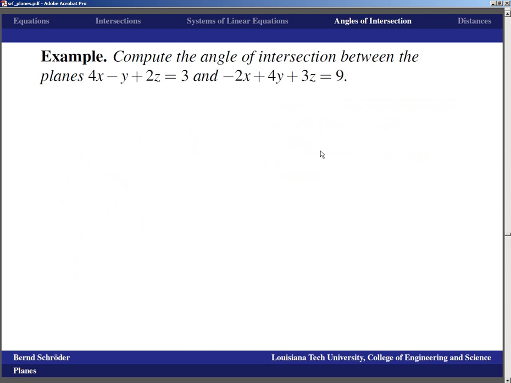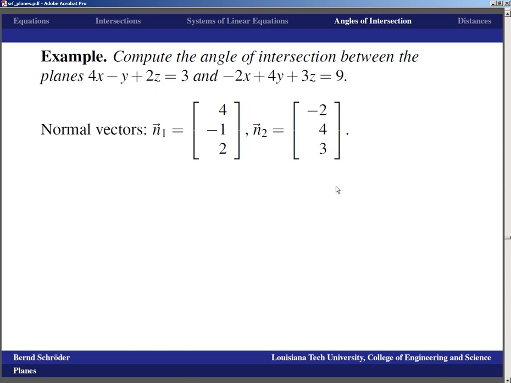All right, so as an example, compute the angle of intersection between the planes 4x minus y plus 2z equals 3 and negative 2x plus 4y plus 3z equals 9. Again, one of those problems where we need the normal vector. We are given the scalar equation. Well, we can work that out because the normal vectors are what we get if we just look at the coefficients in front of x, y, and z. So the first normal vector is 4, negative 1, 2, and the second normal vector is negative 2, 4, 3, because that's what we have right here.